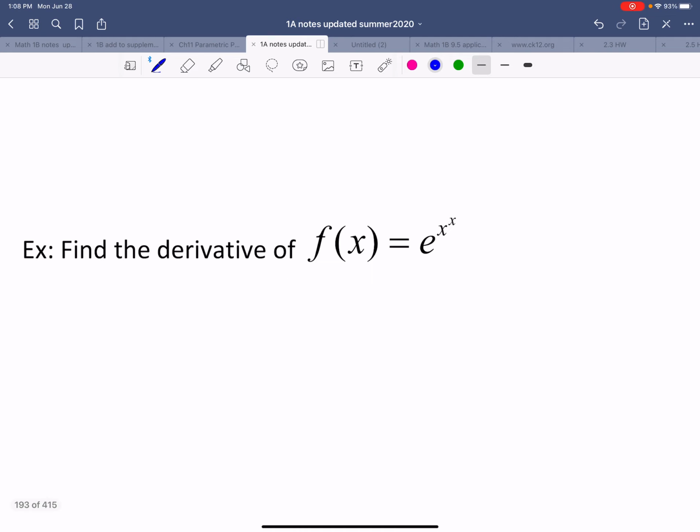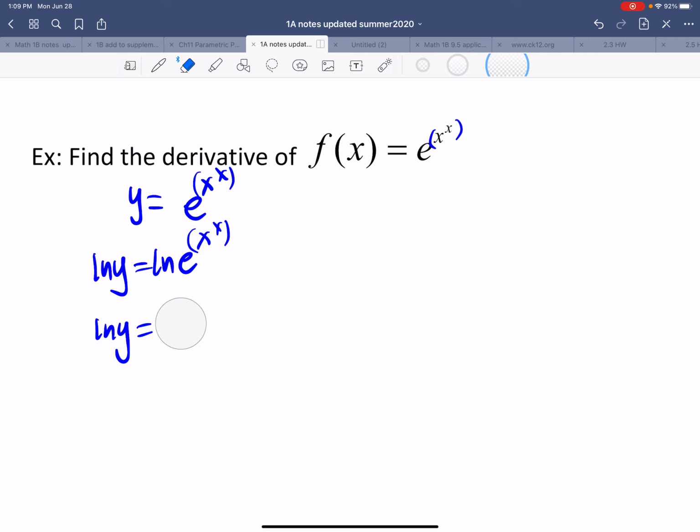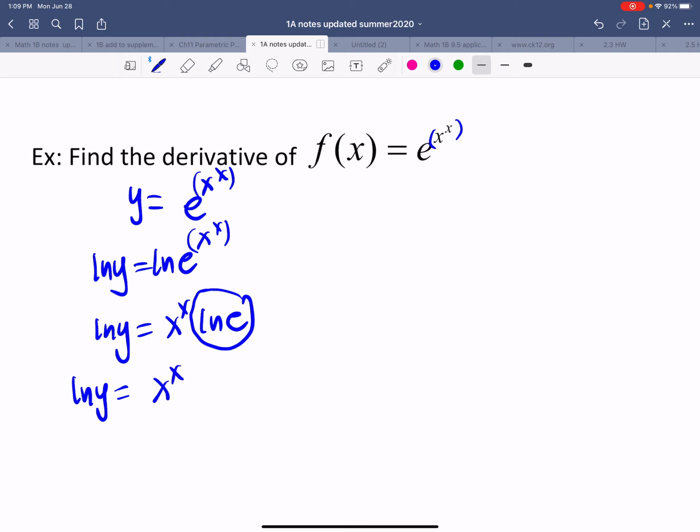Let's see. Find the derivative of f of x is equal to e raised to the power x to the power x. Again, think about, that will be one thing, x to the power x. So y is equal to e to the power x to the power x. That's going to be considered one thing. Natural log of y is equal to natural log of e to the power x to the power x, which gives me natural log of y is equal to x to the power x natural log of e. Okay, natural log of e is 1, so that piece will be gone. Natural log of y would be just x to the power x.